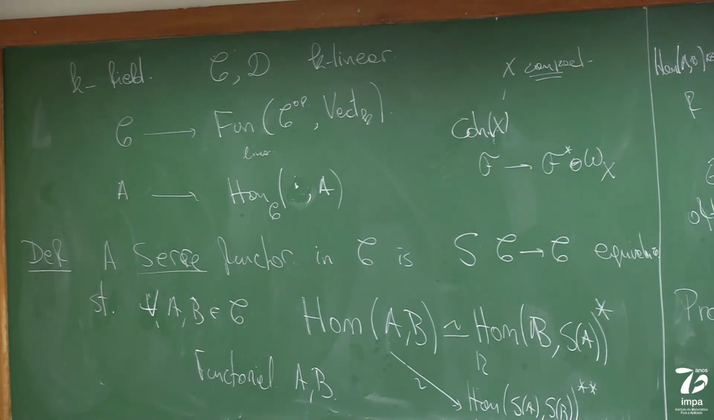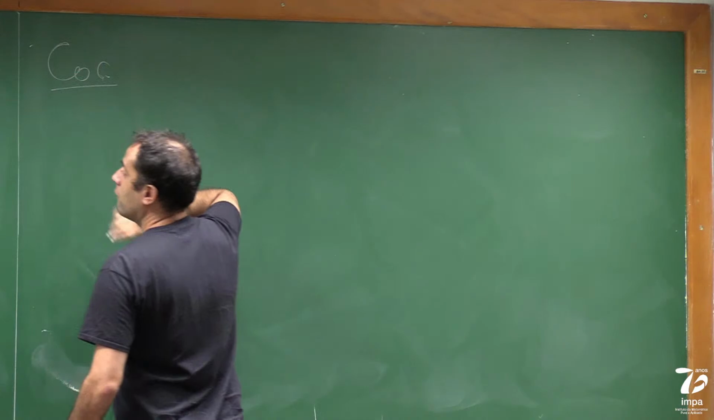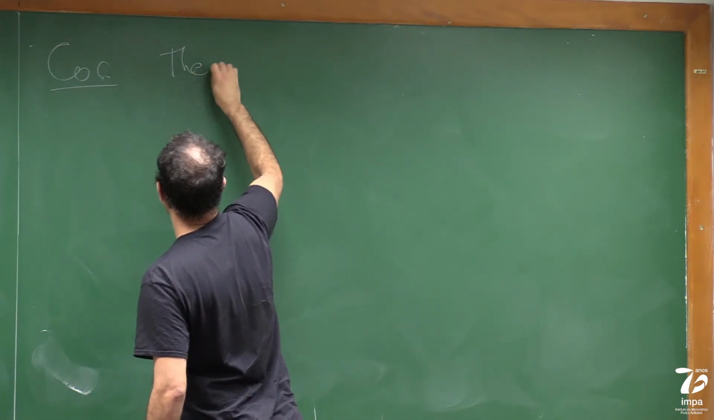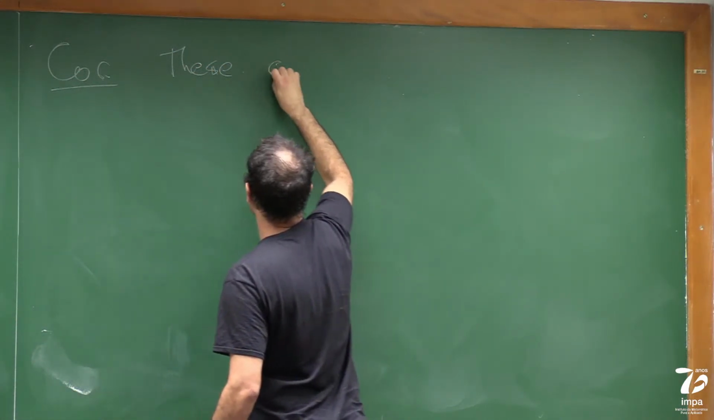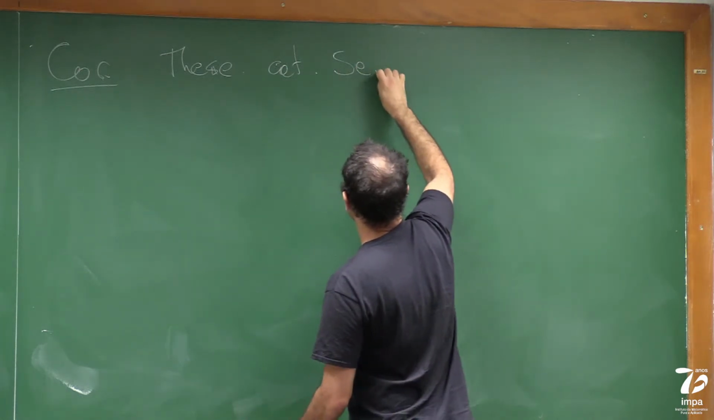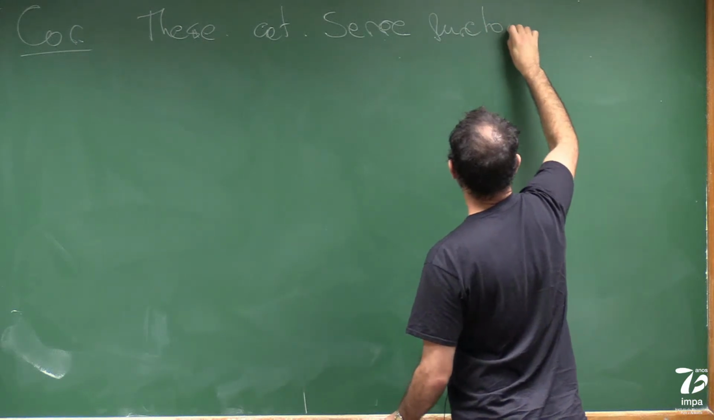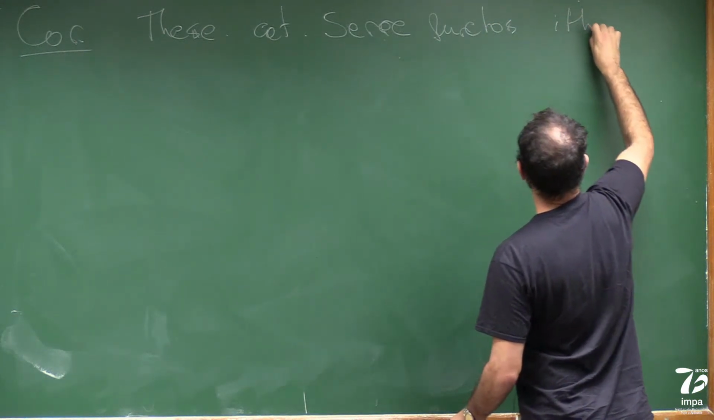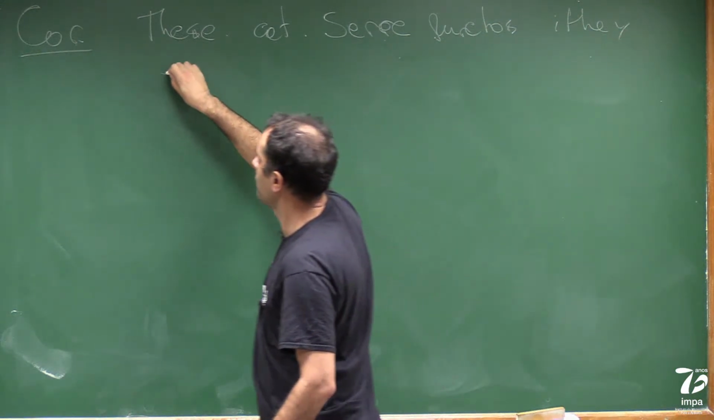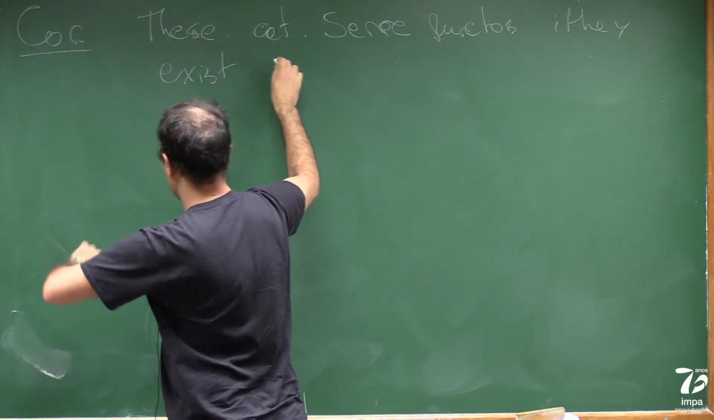So, corollary: for these categories, namely with Hom spaces being finite dimensional, Serre functors, if they exist, are unique.